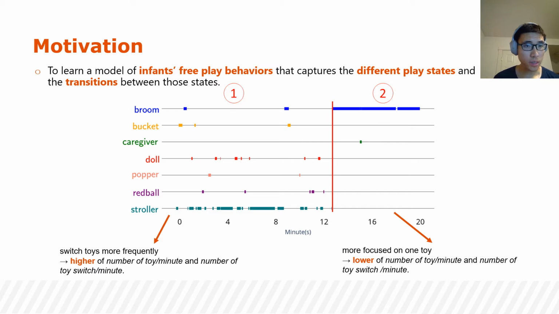In this session, this infant shows two different playing states. The first one is shown through a high number of switches from one toy to another and a high rate of toys per minute. The second state is when the infant focuses solely on the broom, which shows through a lower number of toys per minute and toy switches per minute. From this motivating example, we want a model that can learn these different play states as well as the transitions between play states.